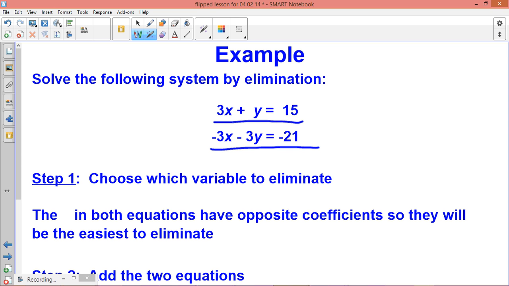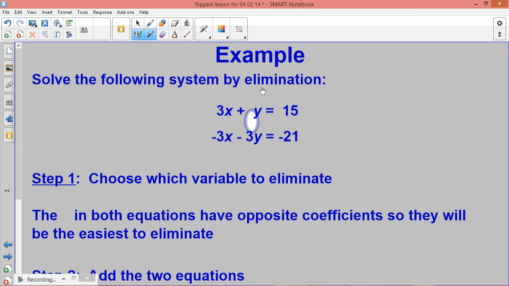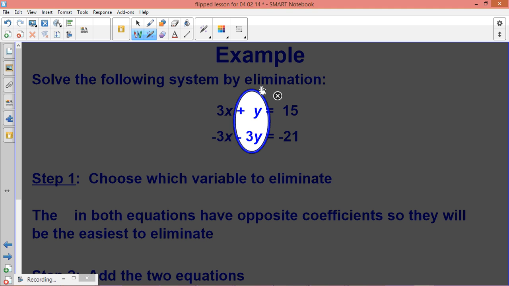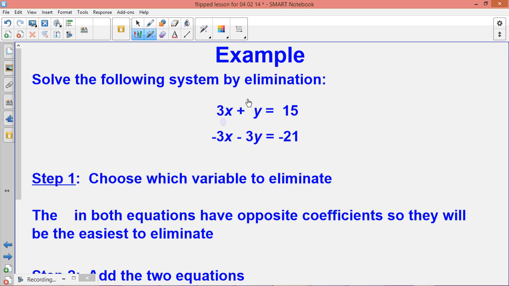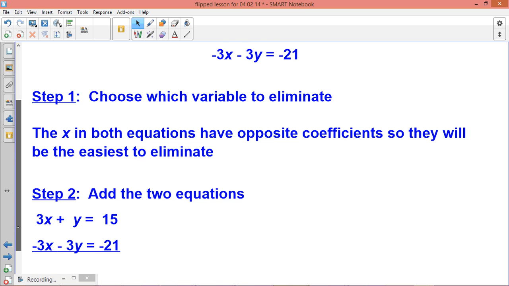And remember, step 1, choose which variable to eliminate. The one that we're going to eliminate is the one that is easiest to get additive inverses of. Look at the y's. Positive 1y, negative 3y. Those are not additive inverses. Let's look at the x's. 3x, negative 3x, those certainly are. So let's eliminate x. The x in both equations have opposite coefficients, so they're going to be easiest to eliminate.